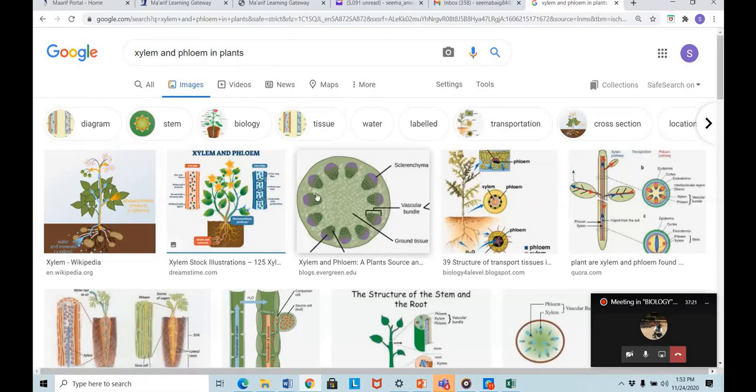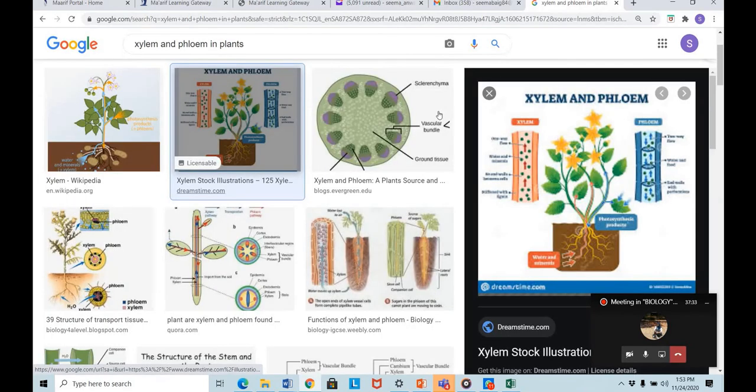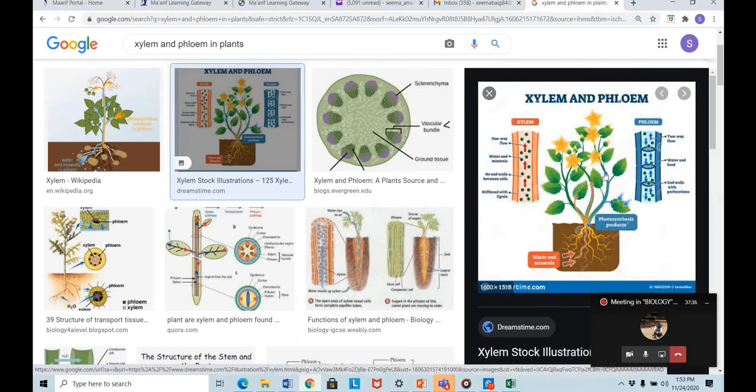For example, this is the cross section of a stem. It has the xylem and the phloem passing through it like this. Can you see the tubes? If this is the plant, the blue thing is the phloem, and the red thing is the xylem. What does the xylem do? It carries the water and the minerals from the roots to the rest of the plant, to the flowers, to the leaves, to the fruit, wherever it needs.